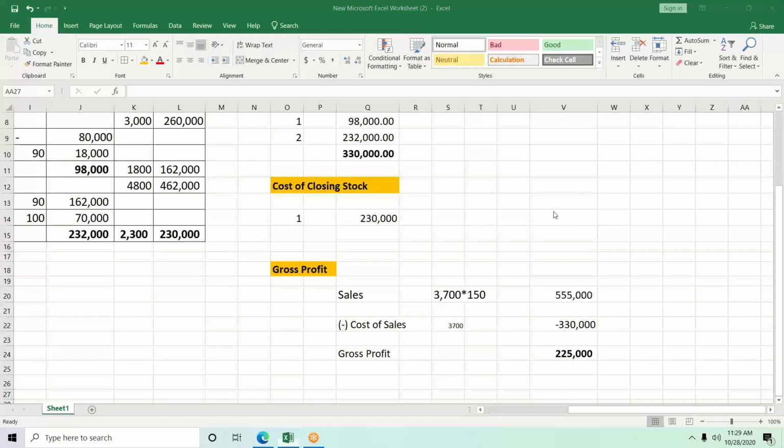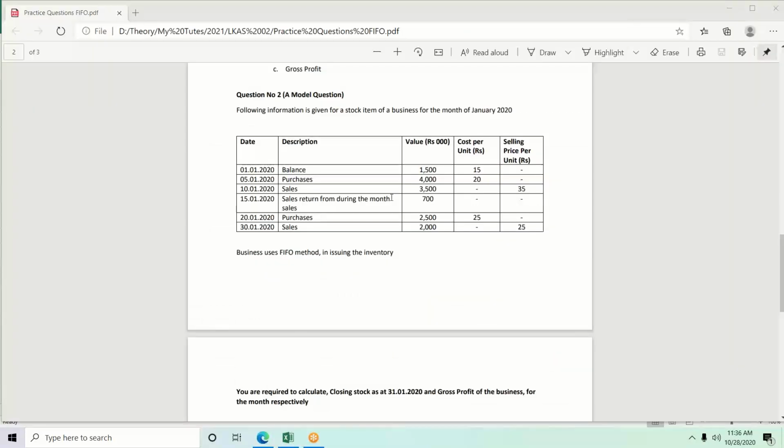Question number 2. Right, Putha? When you are moving to question number 2, it's also a model question. You can see what information they have given. Following information is given for a stock item of a business for the month of January 2020. They have given the opening balances 1500, cost per unit, purchases, sales return during the month.